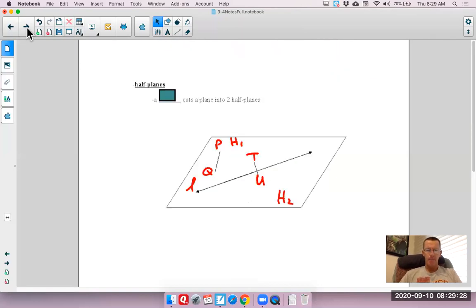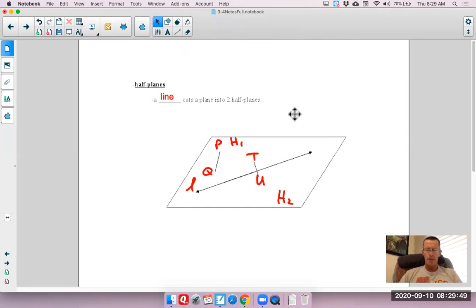All right. Let's talk a little bit about half planes. If I have my plane here, and remember, this obviously extends forever in all these directions, but if I have a line here, it's going to cut a plane into 2 half planes.